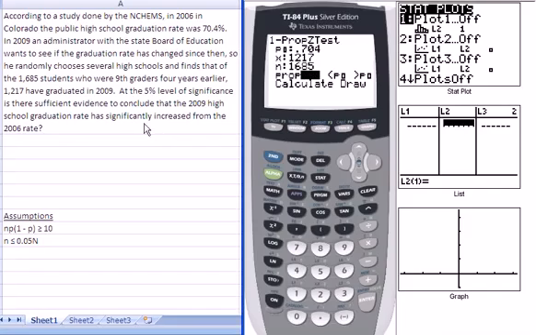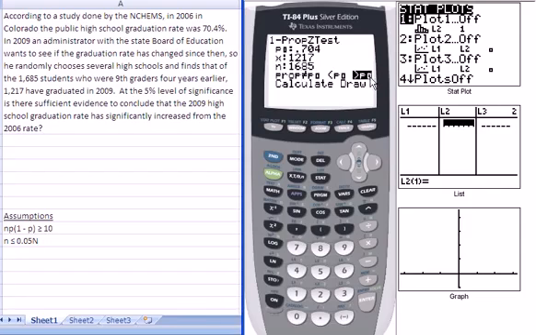Okay, now the last thing we need to input is the type of test we're doing, and the question is phrased, we're asking if the graduation rate has increased from 70.4%. That's basically a statement of the alternative hypothesis, and in this case that would be a right tail test. So I'm going to come over and arrow to the greater than P0 symbol and select enter.